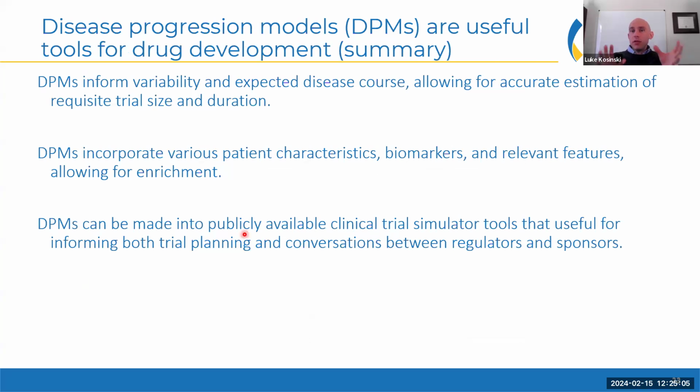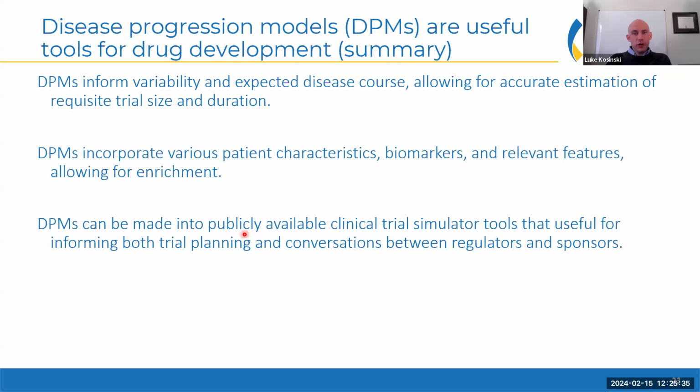So that's the main thing I wanted to focus on: how these disease progression models are useful for drug development. So just a bit of a summary here. These models help inform variability and expected disease course. They allow for accurate estimation of requisite trial size and duration, assuming you have the model specified correctly. Obviously, if you have an incorrect model, it's not going to give you accurate estimates, but assuming you manage to get that, these can be very informative.